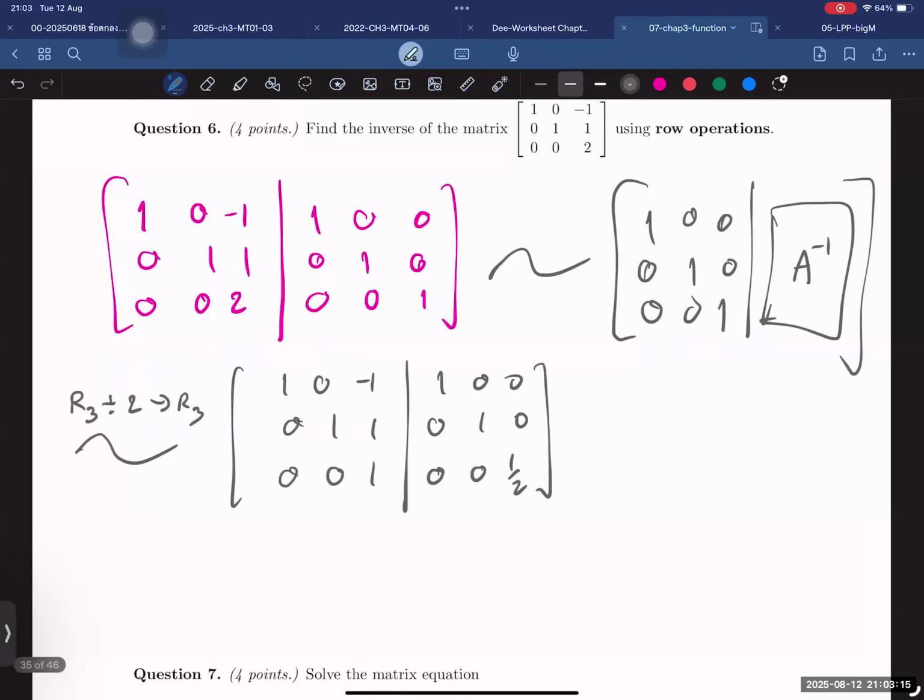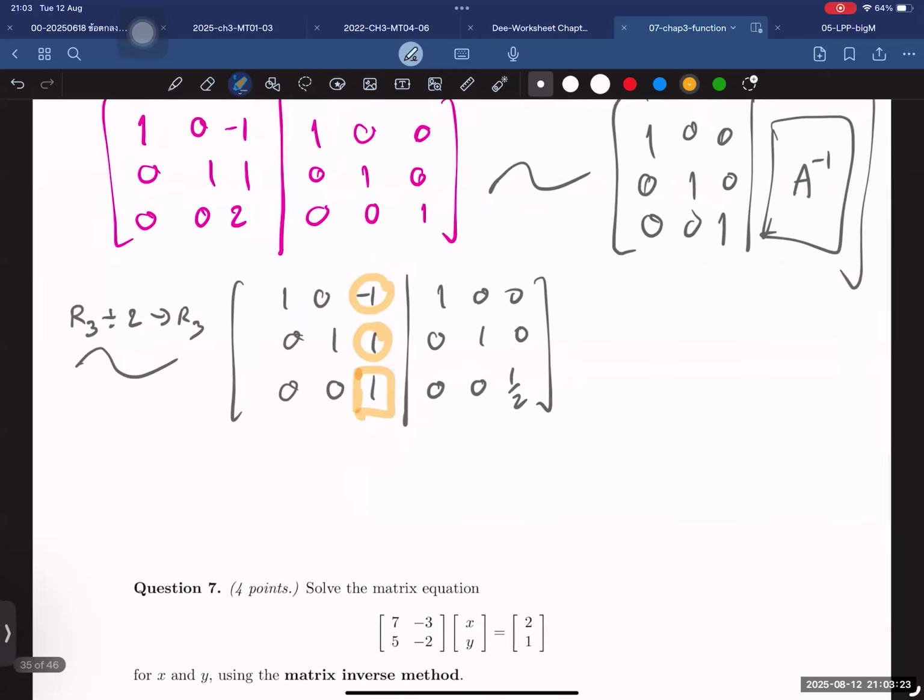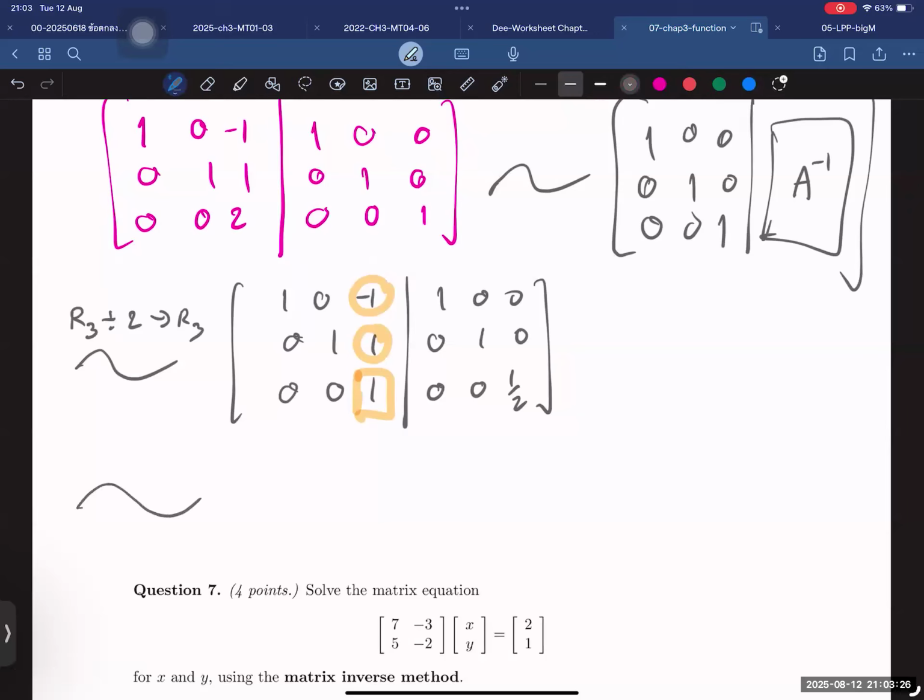Then what we need to do is try to eliminate this to be 0. That means you keep this row, so maybe you have to perform row 1 plus row 3, put it back. Sorry, I should write row 3 plus row 1, put it back to row 1. And I should do negative row 3 plus row 2, put it back to row 2. So that will lead you to the identity.